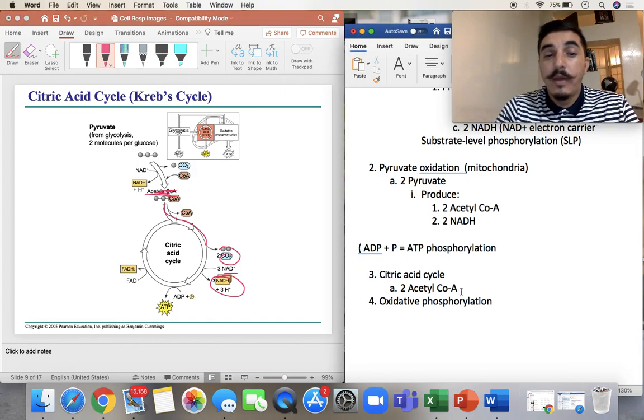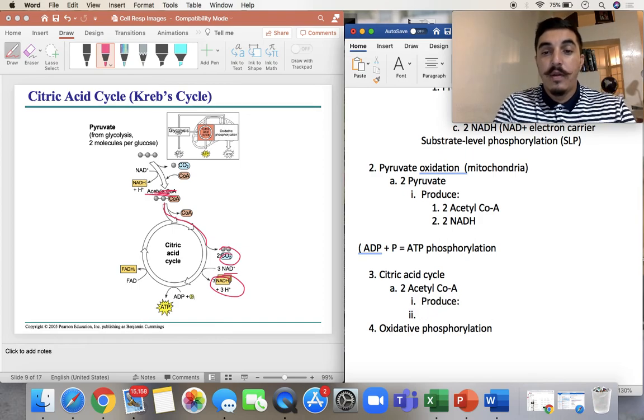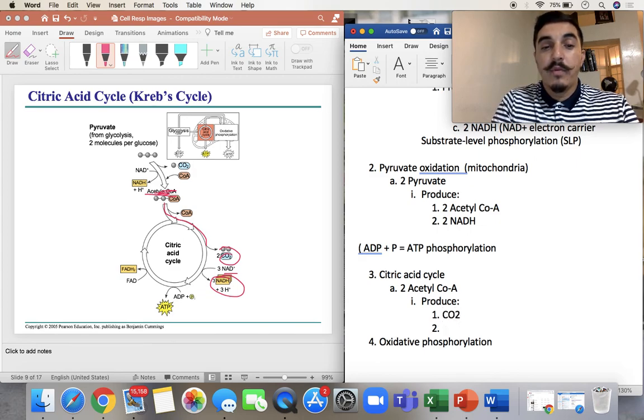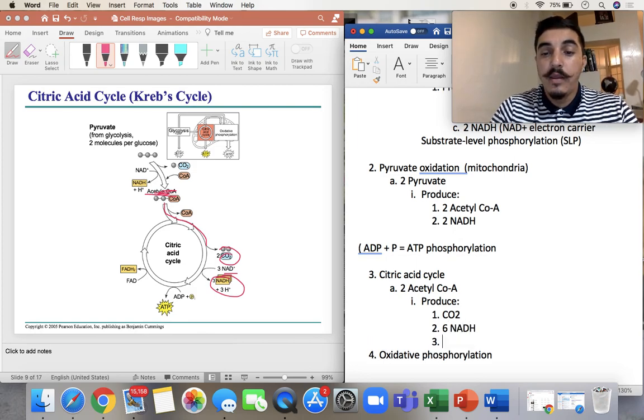So we have the two acetyl-CoAs. Then we produce some CO2s. We produce 3 NADHs per molecule. But remember, we have two acetyl-CoAs, and this whole image is one acetyl-CoA. Since we have two, we have 6 NADHs. Okay, 6 NADHs. Then we also produce the FADH2. Here's one, but it's two molecules, so we have two FADH2s.